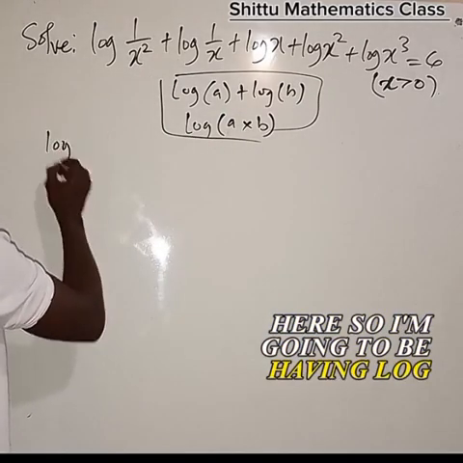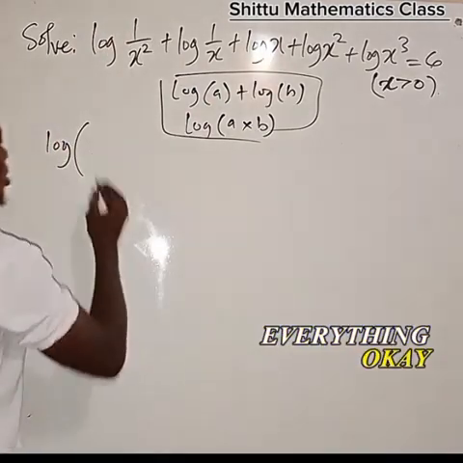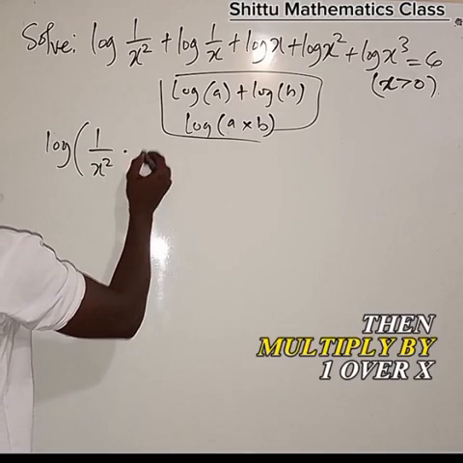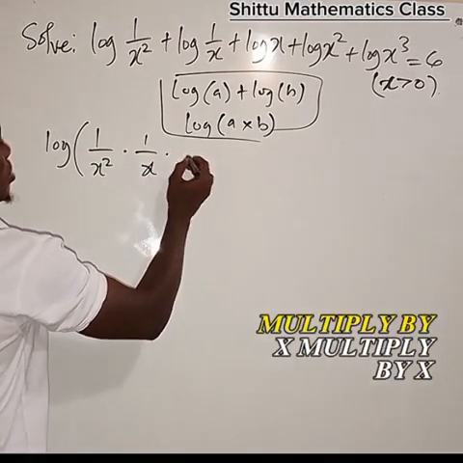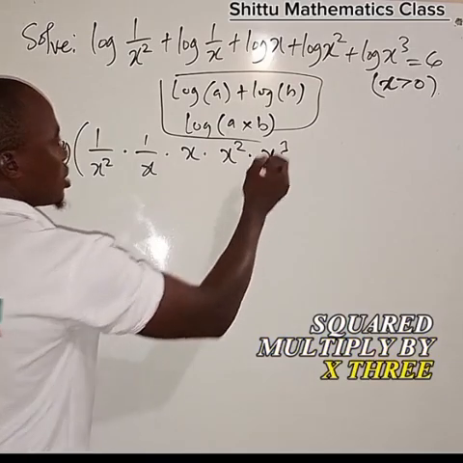So I'm going to have log. Now I'm going to multiply everything. This will be 1 over x squared, multiplied by 1 over x, multiplied by x, multiplied by x squared, multiplied by x cubed.